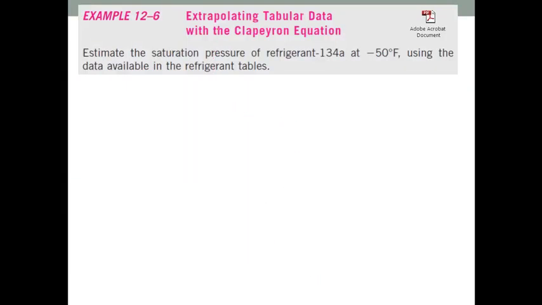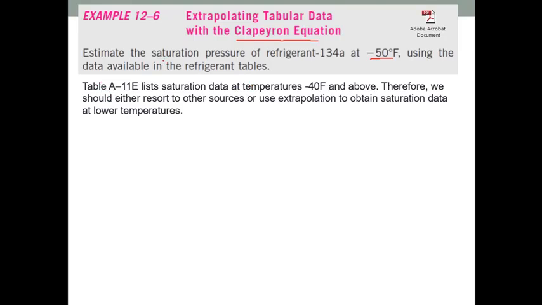Now the third application of the Clapeyron equation is extrapolating the tabular data. Suppose we estimate the saturation pressure of refrigerant 134a at -50 Fahrenheit using the data available in the refrigerant table. Now in the property table of R-134a, the minimum data available is -40 Fahrenheit.